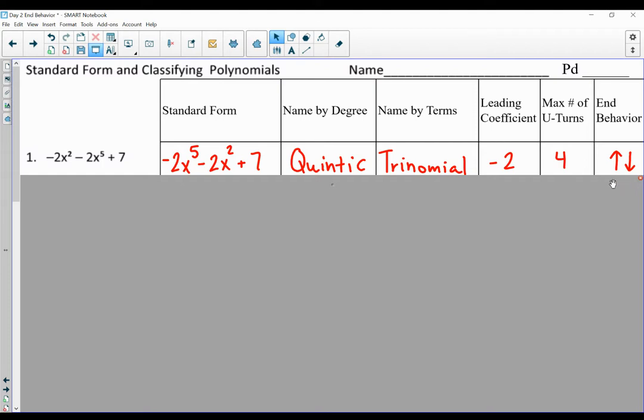And then using what you learned today, you're going to combine the leading coefficient and the degree to tell you the end behavior. So I see that the leading coefficient is negative 2. So since it's negative, I know I'm going to be going down on the right. So I fill in the right one first. And since I know that it is a quintic polynomial, that means that it is odd because 5 is an odd number. So odds always go the opposite way. So that is why this one is going to end up having an up-down end behavior.